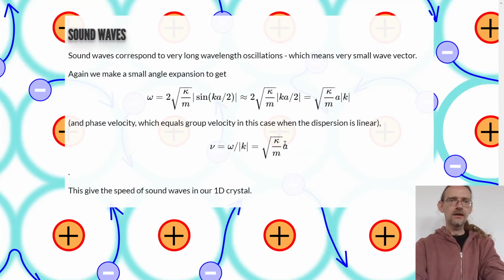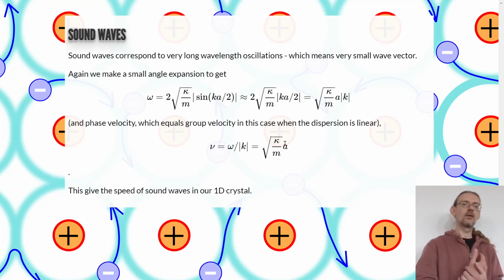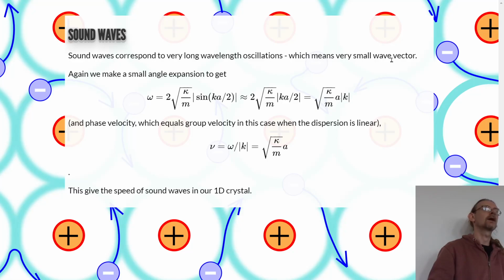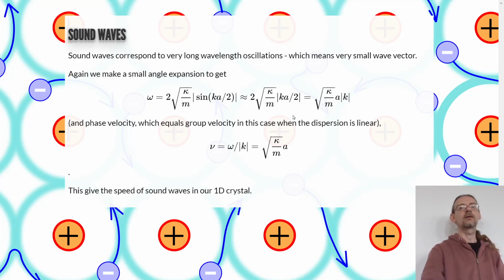And I think the last bit to say is sound waves. So sound waves are very long wavelength oscillations. So if we take this solution that we got for the dispersion relationship and say, okay, very long wavelength, and a very long wavelength means a very small wave vector. So the wave vector is essentially 1 over the wavelength. So for very small wave vectors, we can make a small angle approximation. So we say sine of ka upon 2 is approximately equal to ka upon 2.